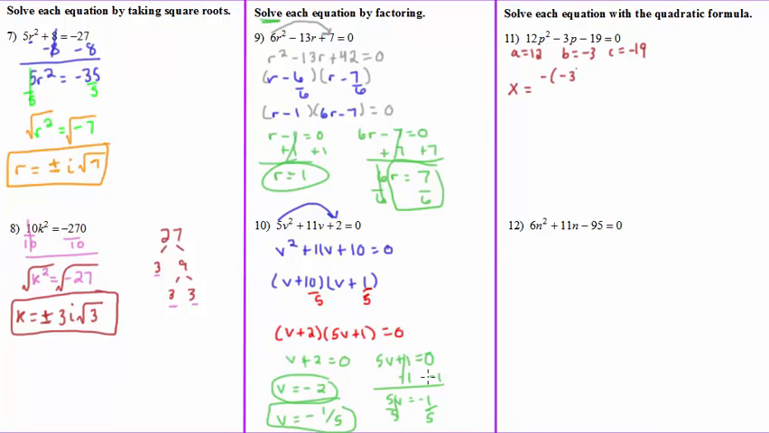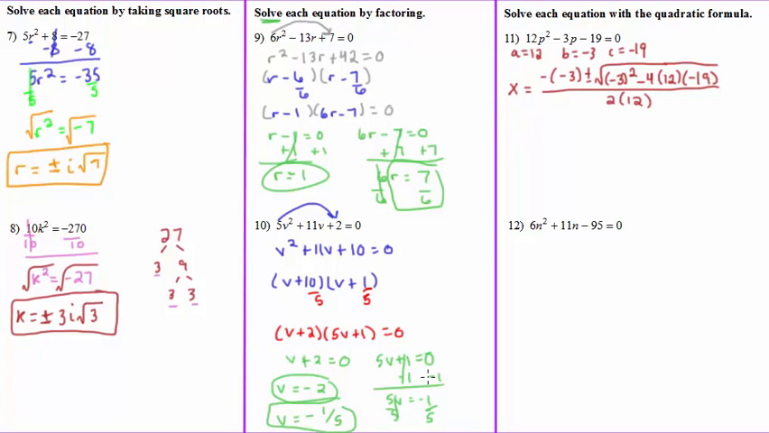Negative b plus or minus the square root of b squared minus 4ac, all over 2a. And then we want to simplify this a particular way. We want to do what's underneath the square root first without having the square root involved. I'm just going to type in just the way it looks, negative 3 in parentheses squared minus 4 times 12 times negative 19. And I get 921.